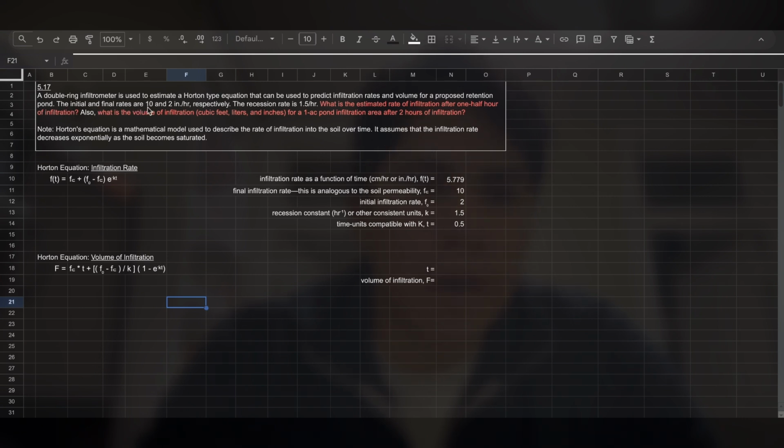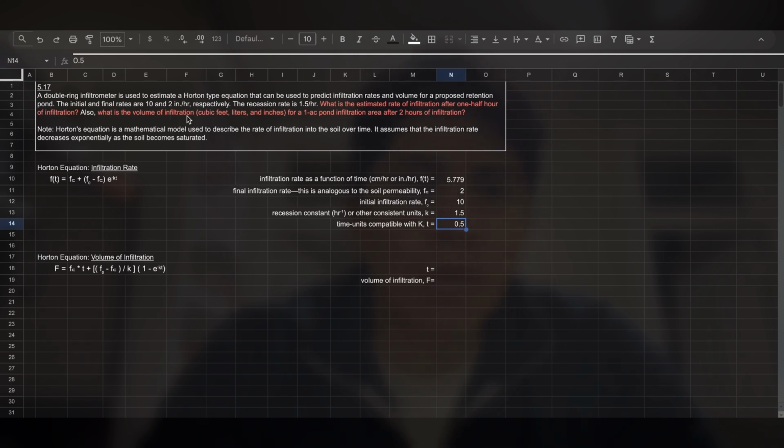The initial and final rates are 10 and 2 inches per hour. The initial, in this case, is 10. This is 2 inches per hour. This is the final. The recession rate is 1.5. The recession rate is the K value, 1.5 per hour. It's asking what is the estimated rate of infiltration after half an hour of infiltration. So the time is 0.5.